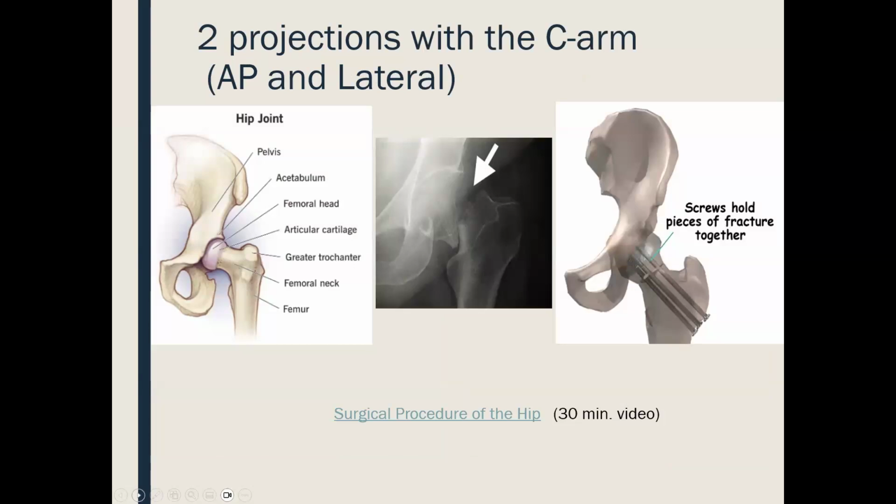The first picture is just basic anatomy of the hip. The one in the center is, again, the surgical neck fracture, and the one on the right shows how the hip is surgically repaired. And this is just with screws, okay? So this is just an AP projection.